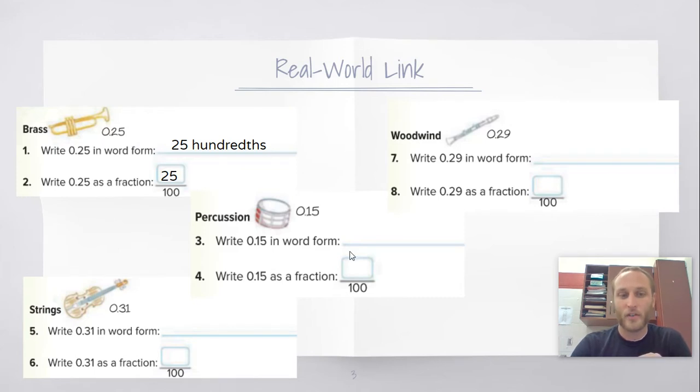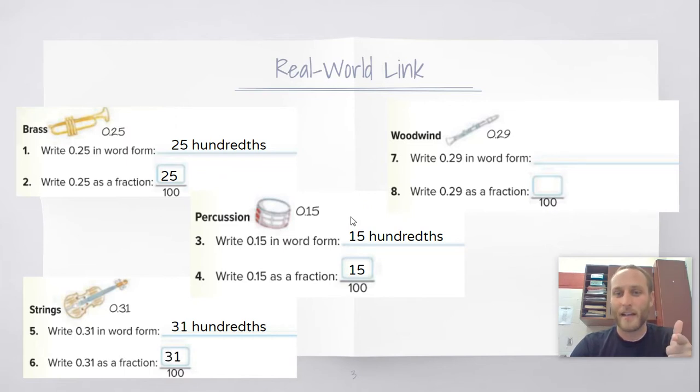All right, let's look at percussion here. If I'm looking at percussion, it says 0.15. 5 is in the hundredth spot, so we're going to call this 15 hundredths, right? Which would be 15 over 100. So 15 out of the 100 musicians in the orchestra are going to be percussion players. Strings, we have 0.31. So that means 31 hundredths or 31 out of 100.